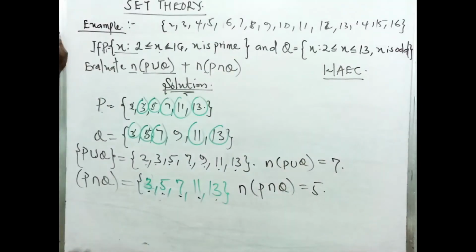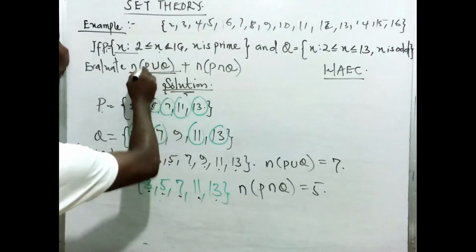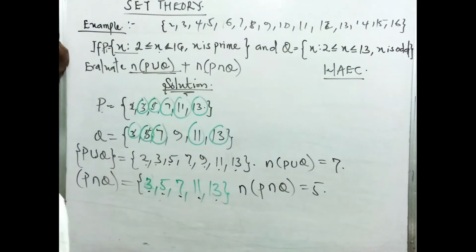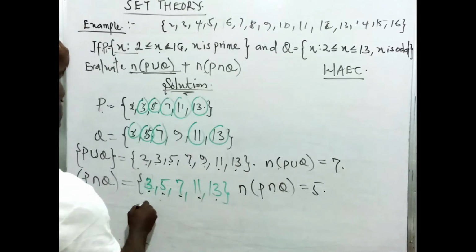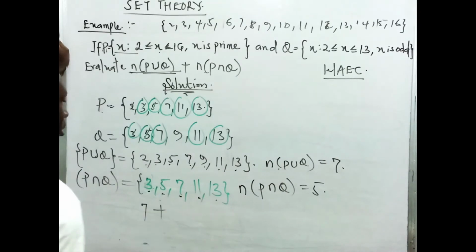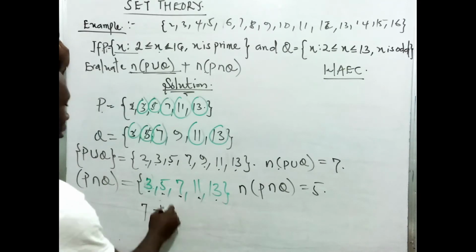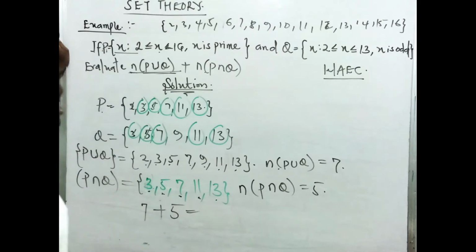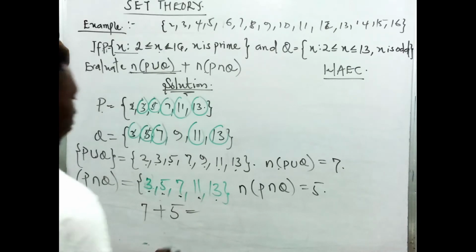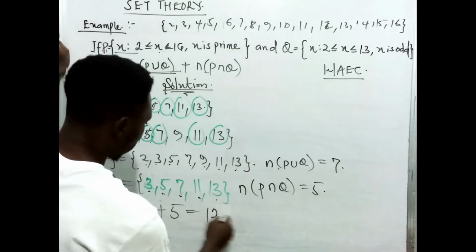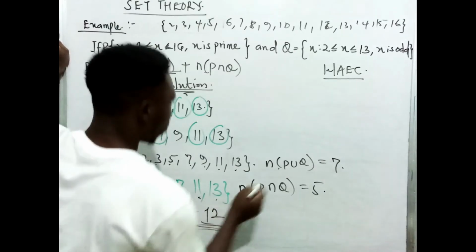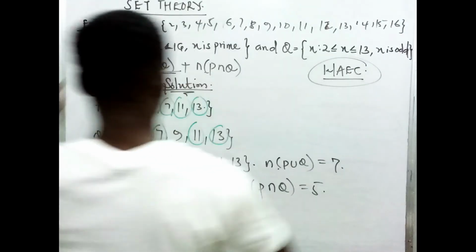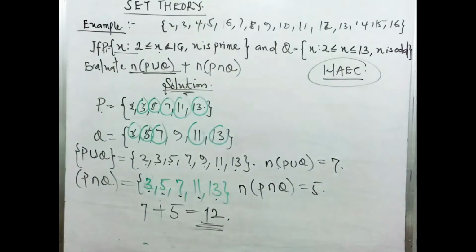So what does the question say? The question says find the cardinality of P union Q. The cardinality of P union Q here is 7 plus the cardinality of P intersection Q. P intersection Q is 5. So 7 plus 5 gives us 12. So the solution to this question is 12.